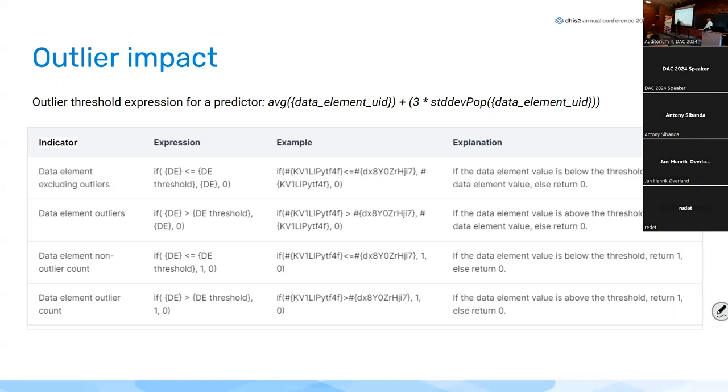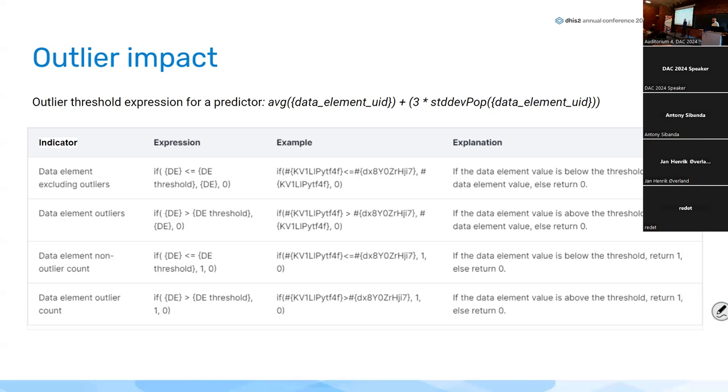Then we also have the data element for non-outlier count. So of the data values that have come in, what number of them are not outliers? Similar situation: if the data element is less than or equal to the data element threshold, count a one. The difference here is that in the earlier one we're returning the actual data value, and here we're returning a one, so as to get a count. And then we also have the data element outlier count. Of our values that have come in, what number of them are outliers? Very similar to this one: if the data element is greater than the data element threshold, then return a one.